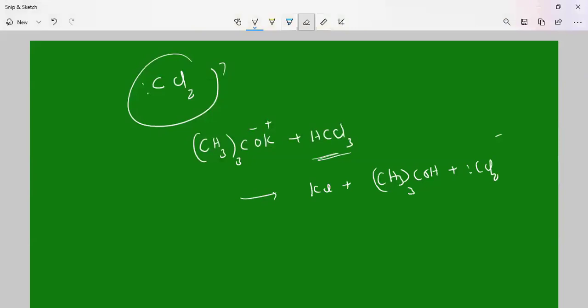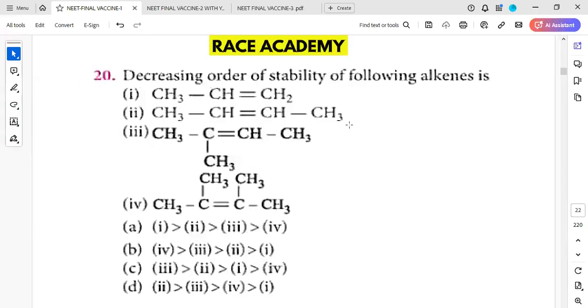So what is the right option for this one? The first option is the right option for this. And let's see the next question. The decreasing order of stability of the following alkenes. We have 3-4 types of alkenes they have provided.